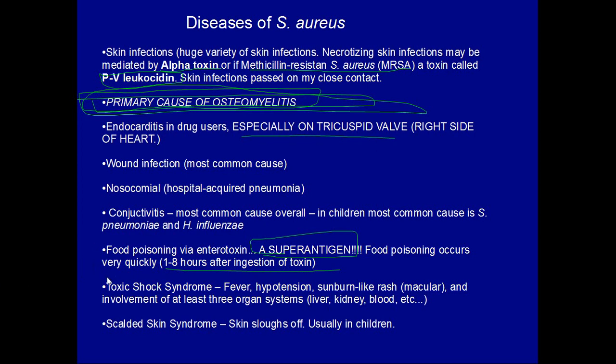Toxic shock syndrome. If a patient comes in, remember this says shock on it, it means it has the symptoms of shock. A patient will come in with fever, hypotension, sometimes they'll have a rash that looks like a sunburn, and if you see that three organs are beginning to fail, or you would see the effect on three organs such as the liver, kidney, blood, GI tract, then you could start suspecting toxic shock syndrome.